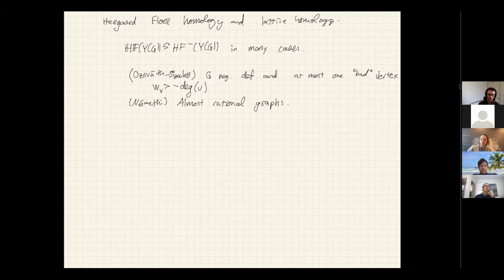Némethi proved that almost rational graphs satisfy this isomorphism, where almost rational means changing the weight at one vertex gives a rational graph.